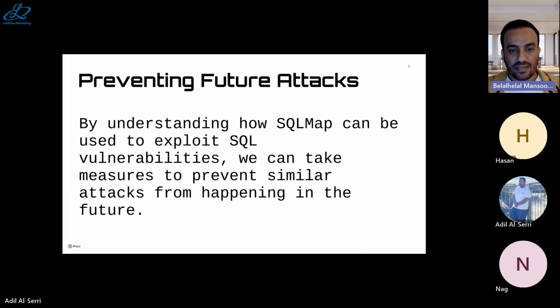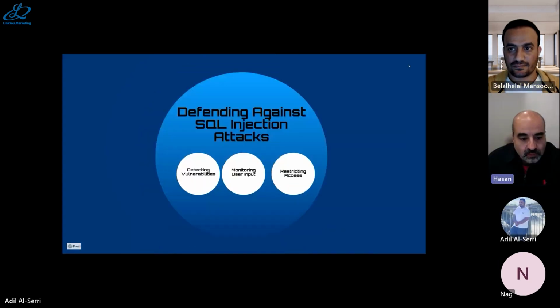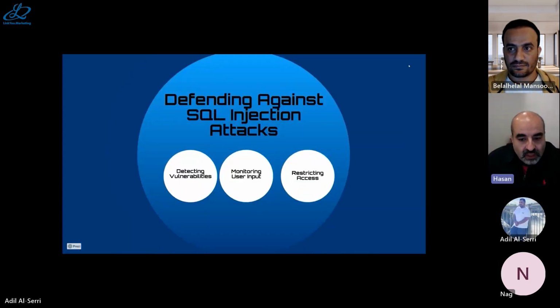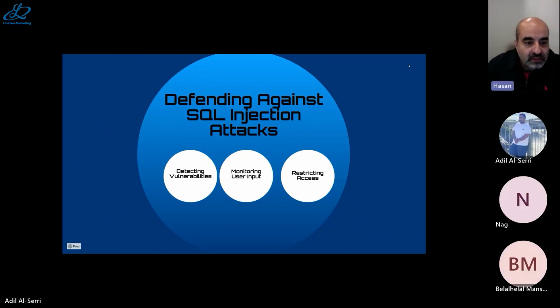Preventing future attacks. By understanding how SQLMap can be used to exploit SQL vulnerabilities, we can take measures to prevent similar attacks from happening in the future. Thank you. Now, my colleague Hasan. Thank you, Bilal. I would like to focus now on defense against SQL injection attacks.